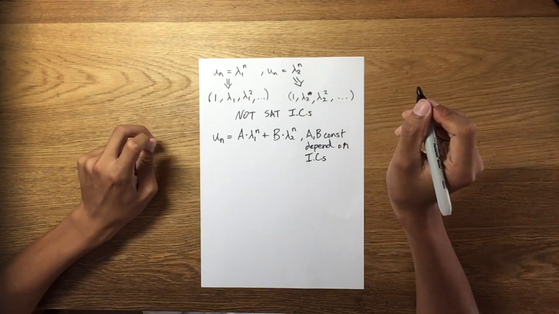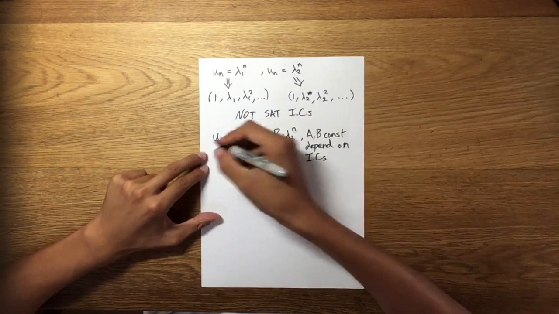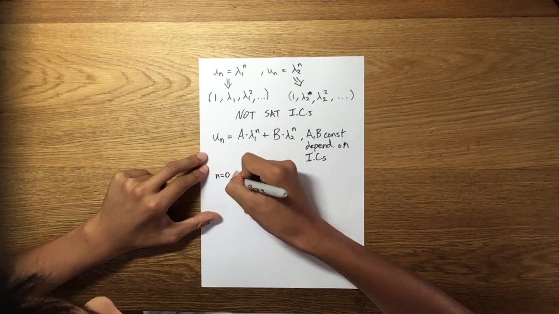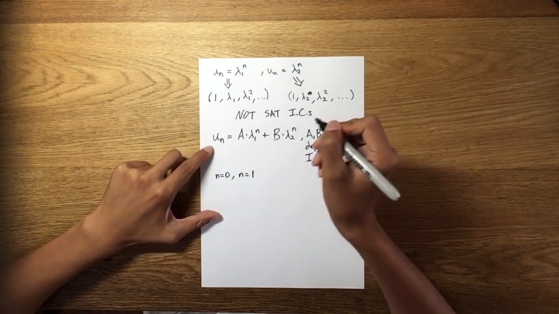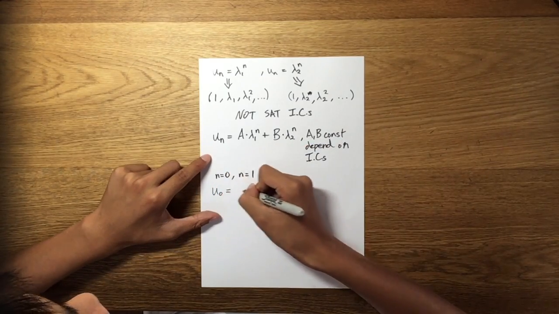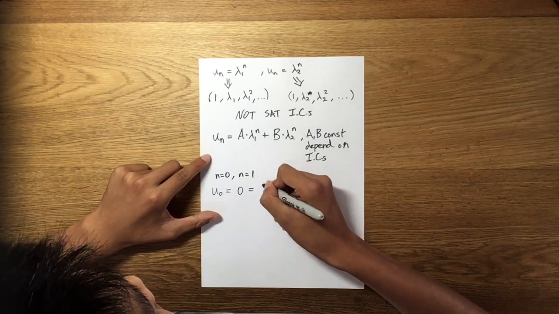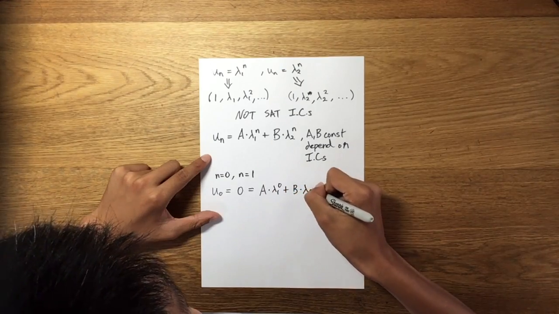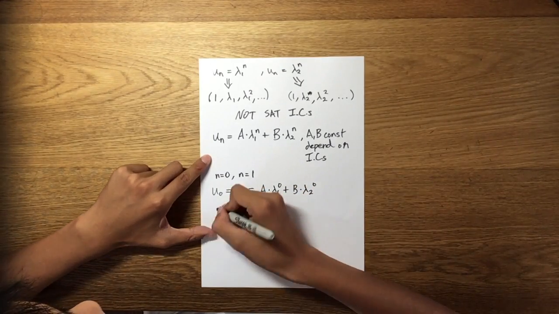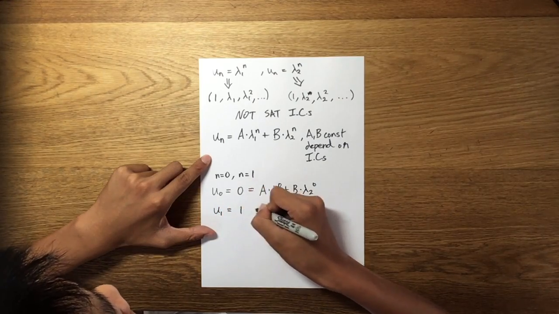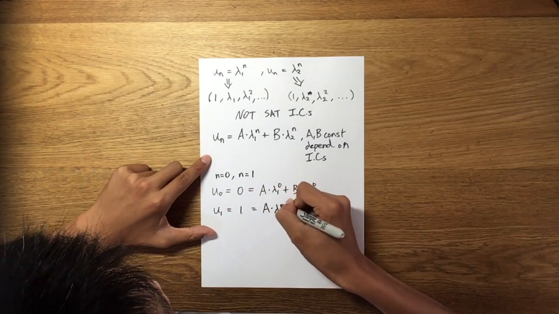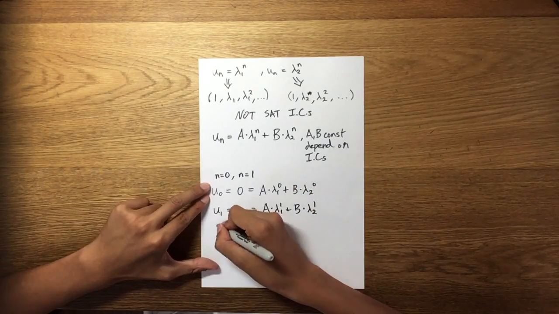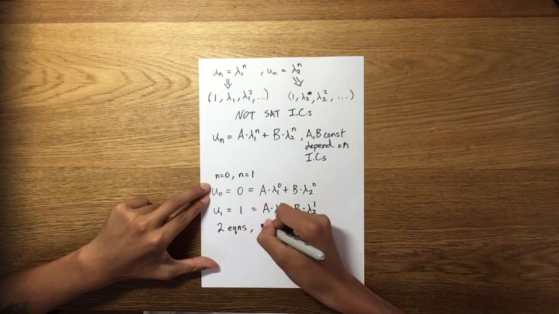Okay, so let's try what happens here. We consider n equals 1 and n equals 0, because those are our two initial conditions. We get that u0 is equal to 0, which is equal to a times lambda 1 to the 0 plus b times lambda 2 to the 0. And we get that u1 is equal to 1, which is equal to a times lambda 1 to the 1 plus b times lambda 2 to the 1. So here we have two equations and two unknowns.